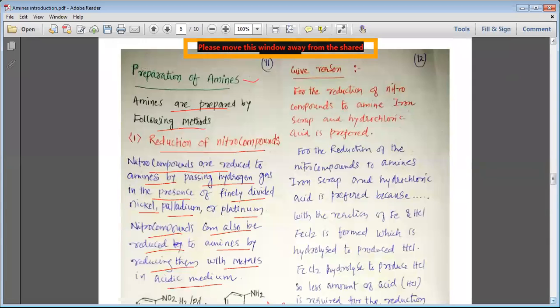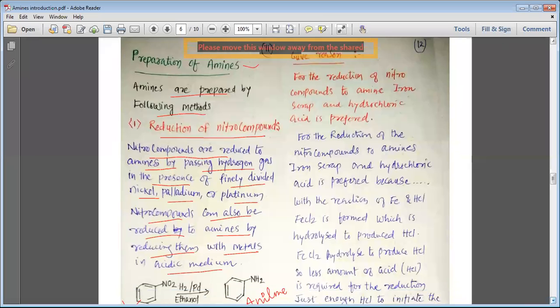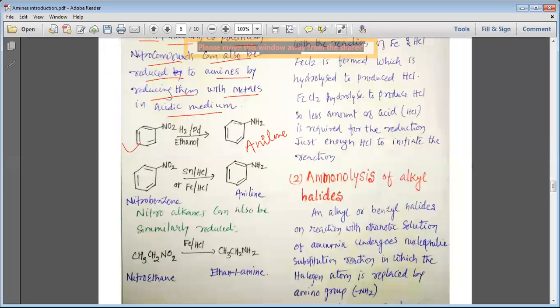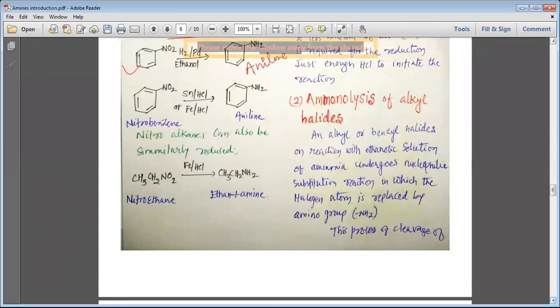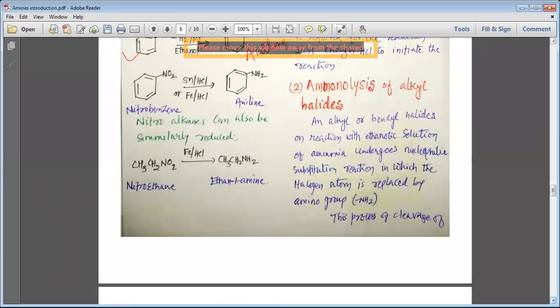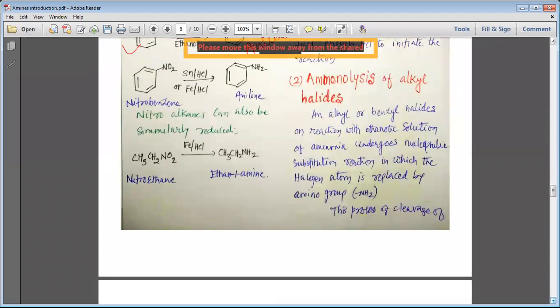For the preparation of amines, we have first discussed the reduction of nitro compounds. For that we use hydrogen and palladium or platinum, then the metals and HCl. We prefer Fe and HCl, because it produces HCl itself, so less HCl is used.